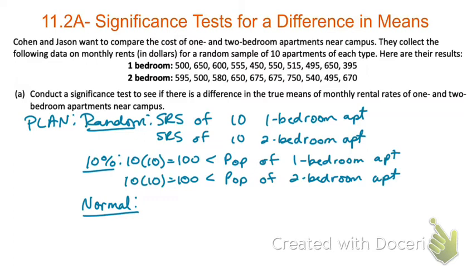Plugging in our data. Stat edit. L1 is the 1-bedroom apartment data. L2 is the 2-bedroom apartment data.